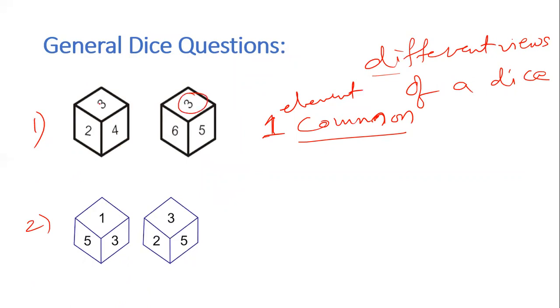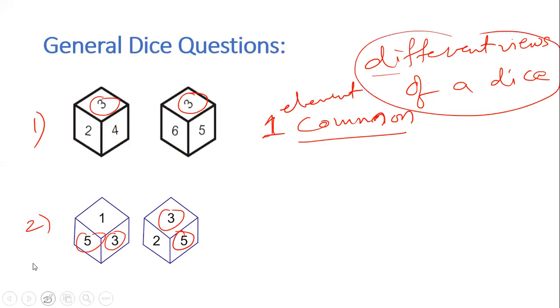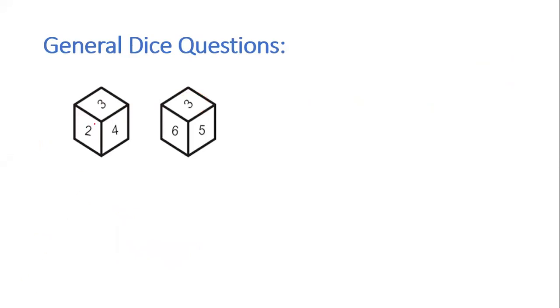Here you can see in these two views, 3 is common, one element is common, whereas here 5 as well as 3, two elements are common. So in case of general dice, we have two types of questions, one element common and two elements common, when we are given different views of a dice. How to answer in each case? First, we will see how to answer the generalized questions when one element is common in the different views of the dice. Here, 3 is common, so you have to take that common element first.